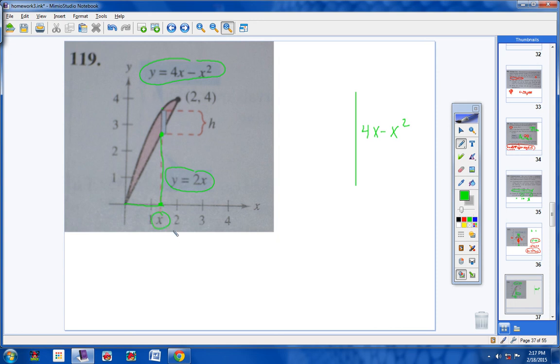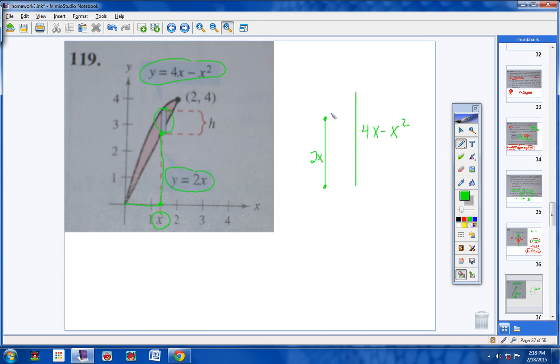X again. So now the length from here to here is just 2x, because I'm putting x in for 2x, so I get out 2x. So now I know this whole length from here to here is just what? 2x.